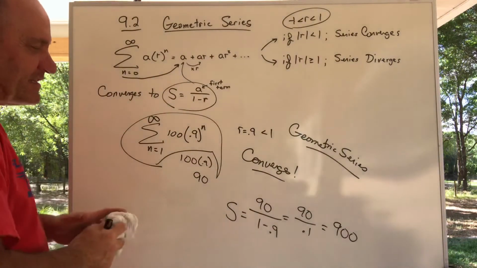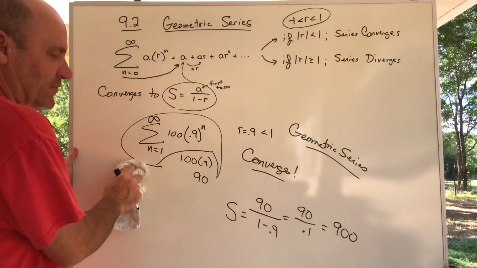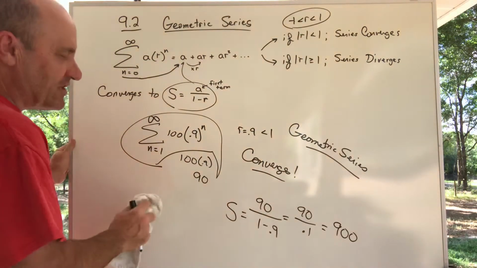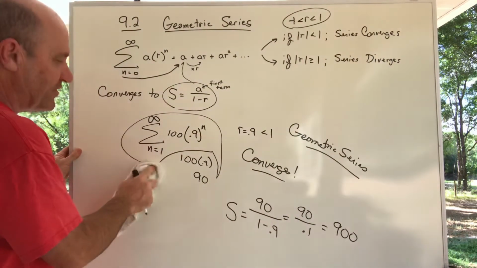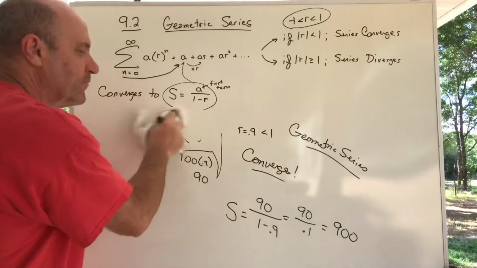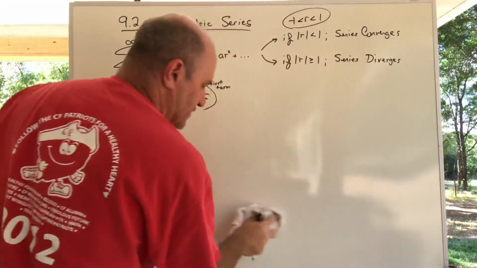I'm going to erase this now. That was just an easy example. And what I like to do is these word problems. There's not too many. There's an example in the book. I'm going to erase this. That problem's over. We found out what it converged to.